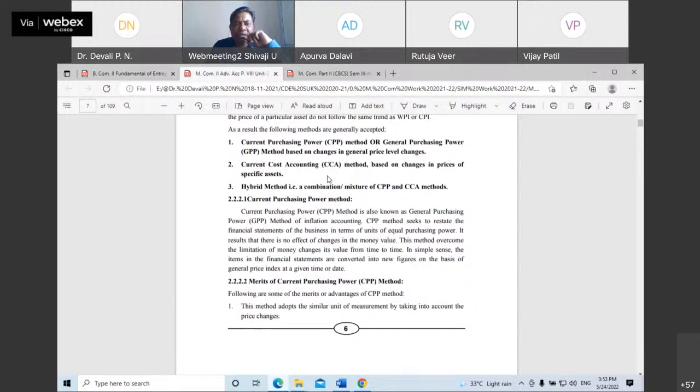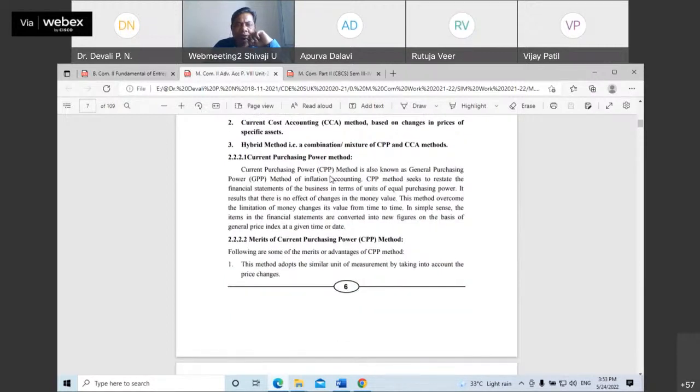Generally, see, there is CPP, that is current purchasing power, called the CPP method or the general purchasing power method. This is the first method that we are going to focus on now. Now see, what do you mean by current purchasing power?